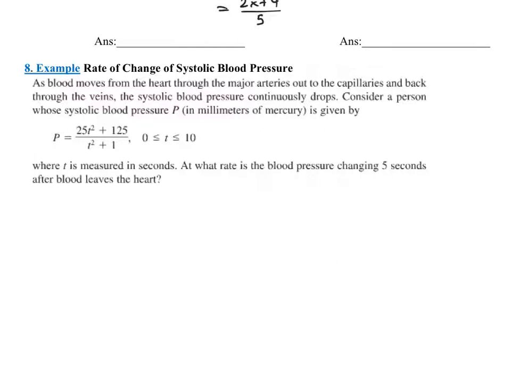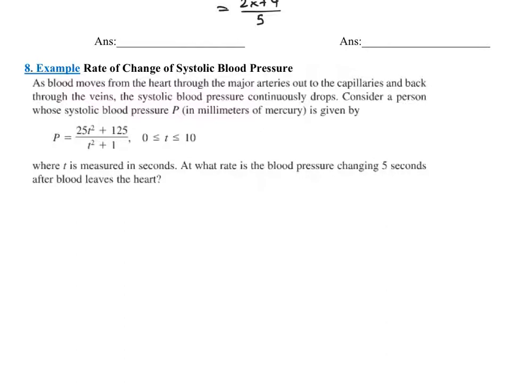At what rate is blood pressure changing 5 seconds after the blood leaves the heart? So they want us to find the rate of change at 5 seconds. We're finding a rate of change at a specific single point in time. And remember, a single point in time means I need to know the derivative. If it was an average rate of change, I'd have 2 points and I'd just find the slope between those points. But here it's a single point in time, so we have to find the derivative and plug in the value that they've given us.